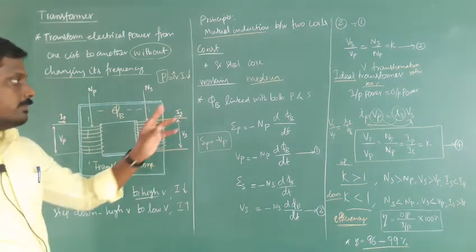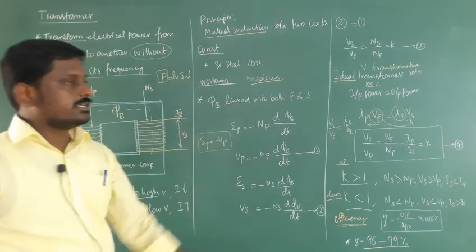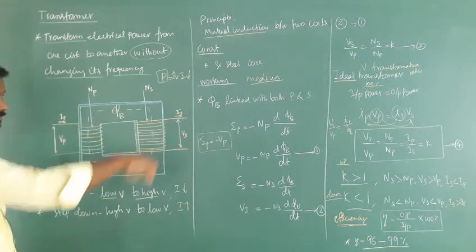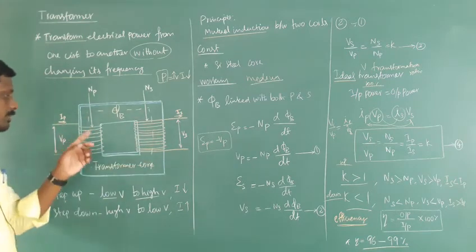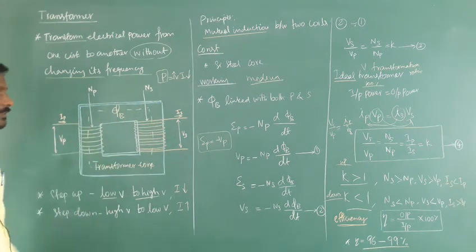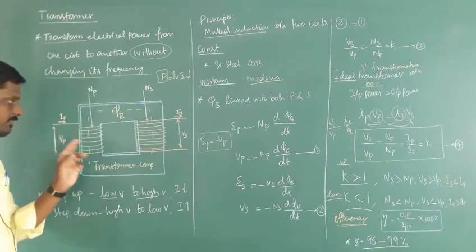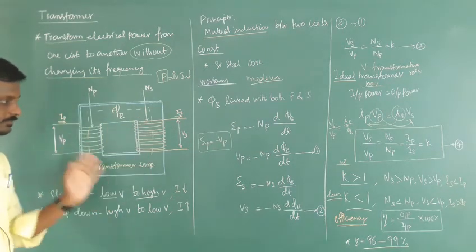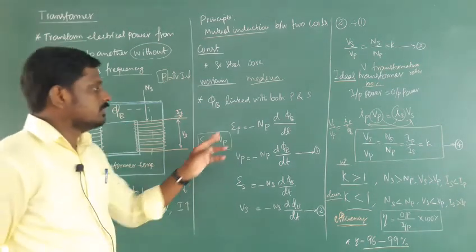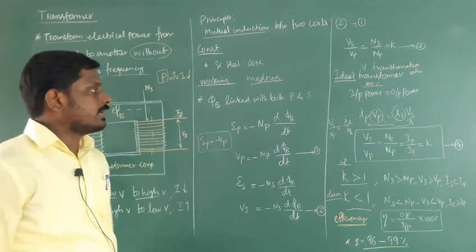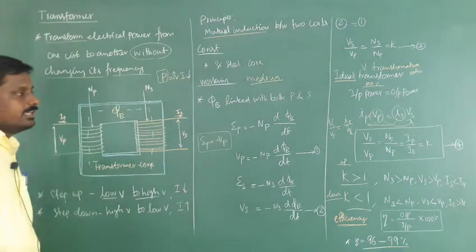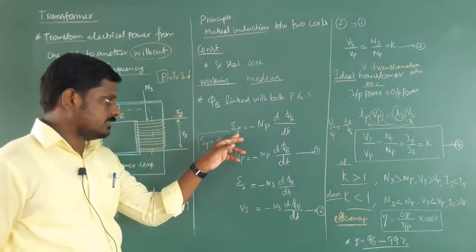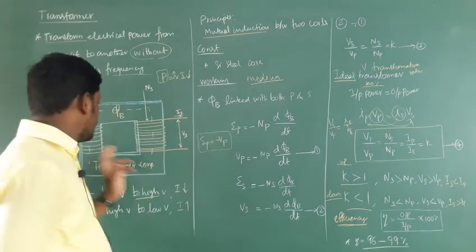The magnetic flux linked with both the primary and secondary coils is the same, because the transformer core is the same. On the same core, the primary coil and secondary coil are wound, so the magnetic flux is linked with both. Because it is magnetically linked, the EMF induced in the primary, the back EMF, is minus Np dφ by dt. That induced EMF is equal to the applied voltage.